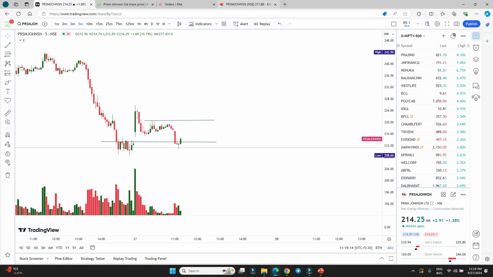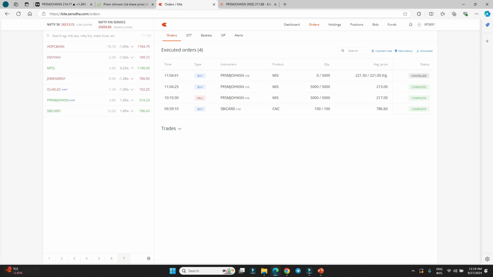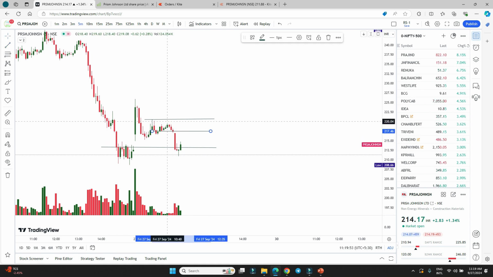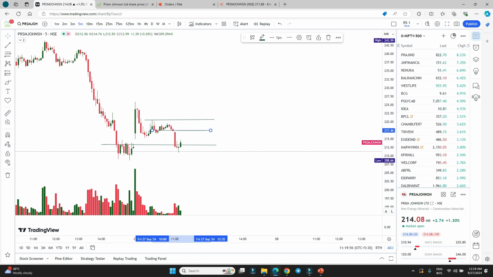My target was hit successfully. If we see the trade details, 217 is my entry. The engulfing was around 10:10 to 10:15, and I was waiting for the retracement and took the 10:25 candle. I made 217 my entry. After my entry, it went up but did not hit the stop loss. It came back and hit the target.